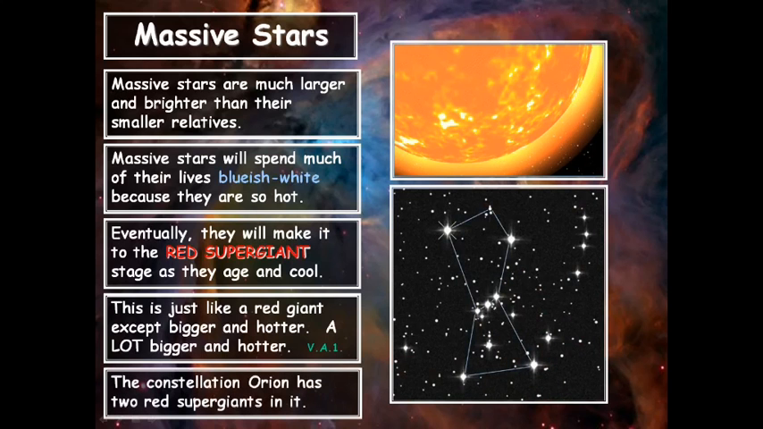So this right here is a picture of Orion. It's a constellation. You know about the constellations, don't you? Kind of. They're patterns of stars in the sky. So this one right here is Orion. Did you know that Orion has two red supergiant stars in it? I think that one's called Betelgeuse. So these are the two red supergiants. That just means they are on the last part of their life.